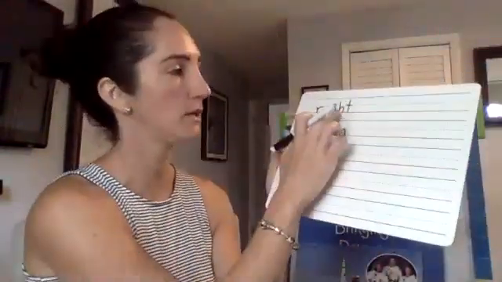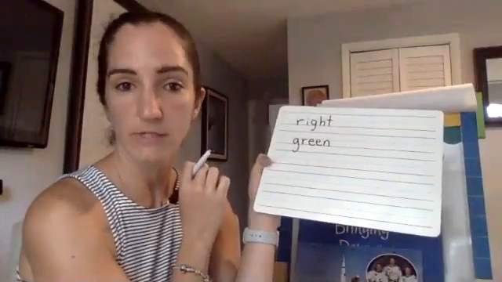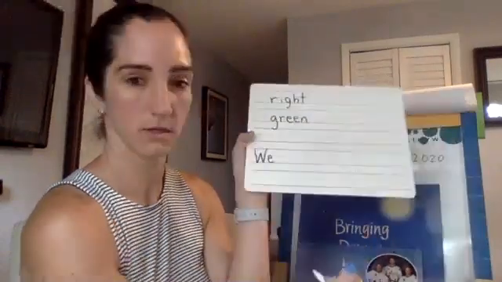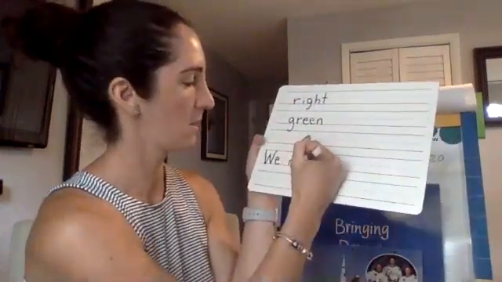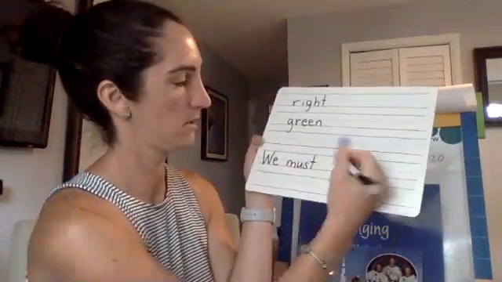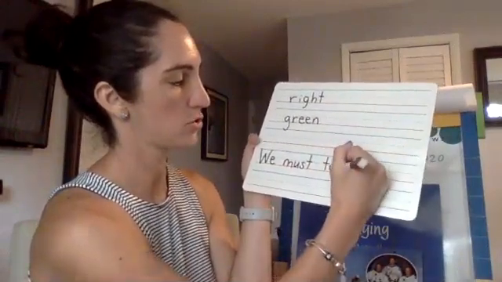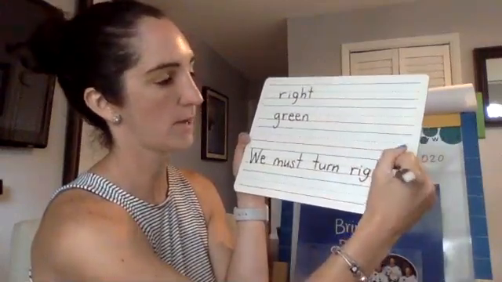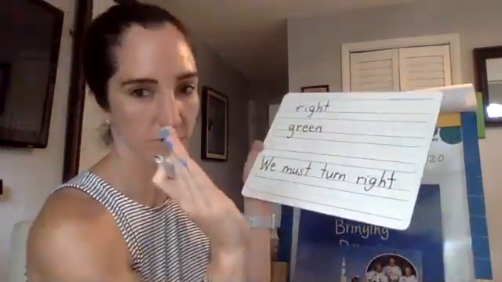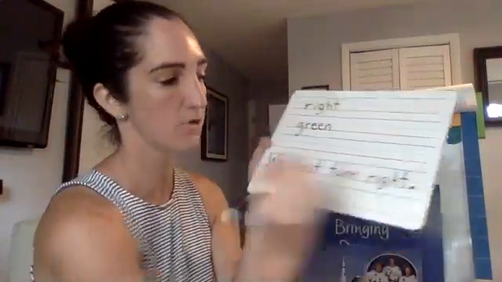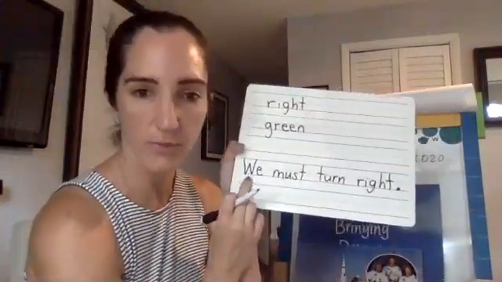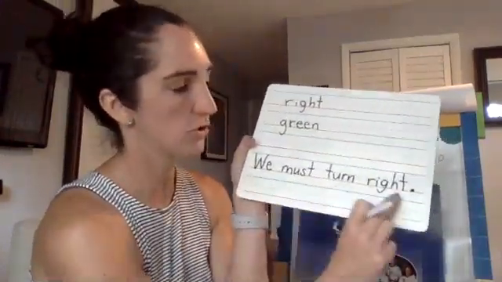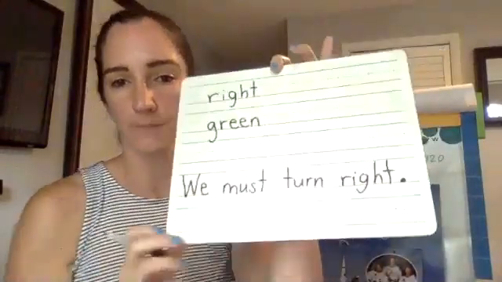I'm going to write a sentence with the word right. We, finger space, must, finger space, turn right. So I'm talking about the right of right and left. So I'm talking about the direction, period. So look at my sentence. I start with the uppercase letter. I end with a period. We must turn right.